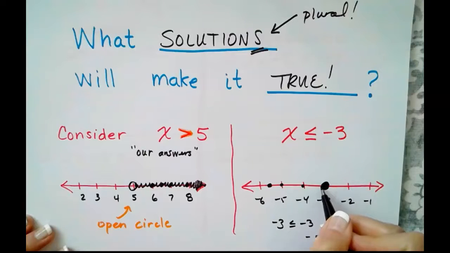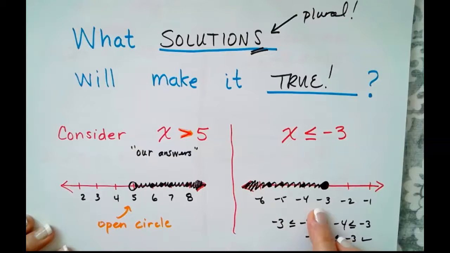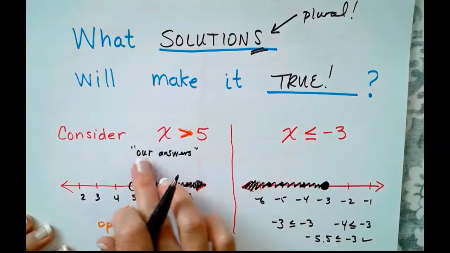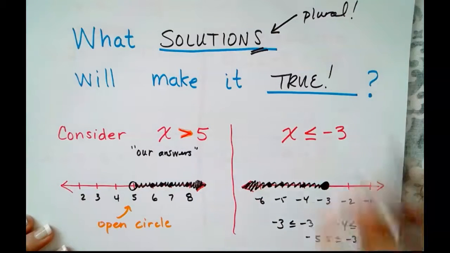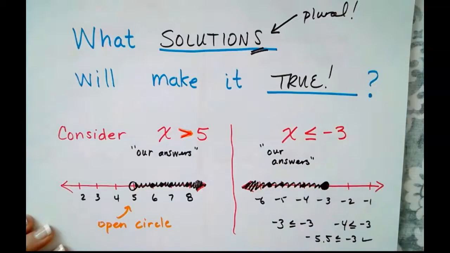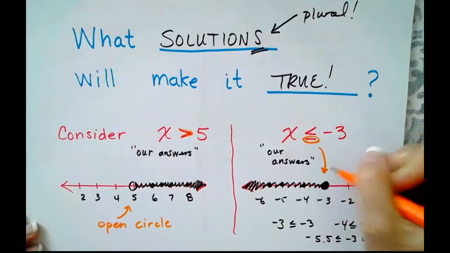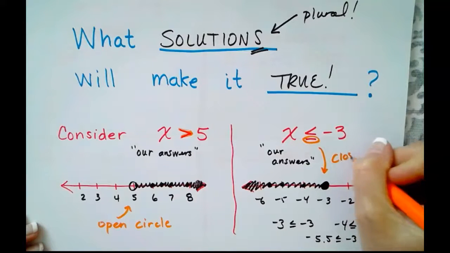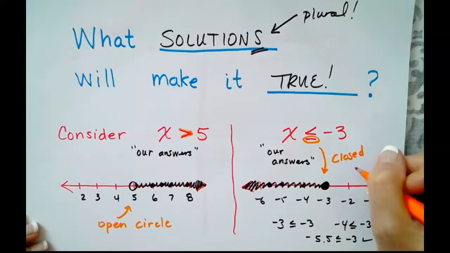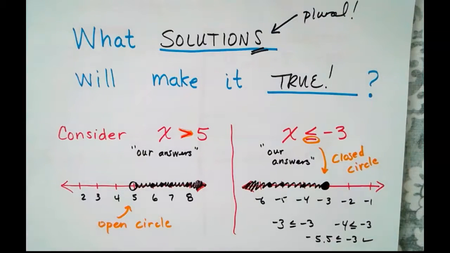Is negative 5.5 smaller than negative 3? Yes. So what we're going to be doing this time is shading to the left, because all of these numbers are our answers. Remember, every time we see x or our variable, we're thinking the phrase, our answers. Our answers are less than or equal to negative 3. So, because of the or equal to right there, that is going to indicate a closed or solid circle. However you want to say it, filled, closed, solid.